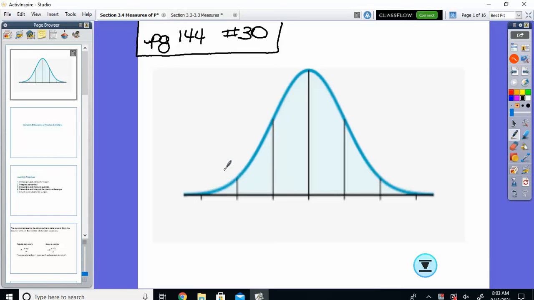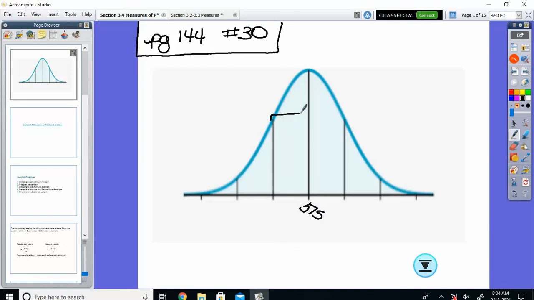So this one says SAT math scores have a bell-shaped distribution. If it's bell-shaped, that's the empirical rule, with a mean of 515 and a standard deviation of 114. If you are struggling, draw your picture. Your mean is the middle, so that mean was 515.